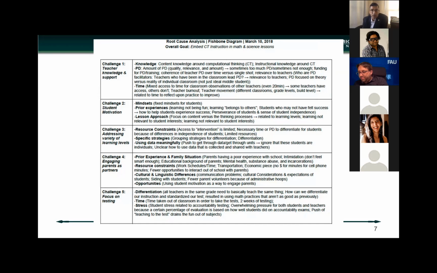Another challenge they talked about was addressing a variety of learning levels, given that a classroom might have up to 30 kids in a classroom. So how do you ensure that everybody's getting opportunities to engage in computing? Engaging parents as partners, so parents understood why teachers are doing or integrating computational thinking. One of the biggest challenges that came was, as I said earlier, the focus on testing in the U.S. So teachers have to focus on math and literacy, especially at the elementary grade. So how do we overcome that and still try to integrate CT?